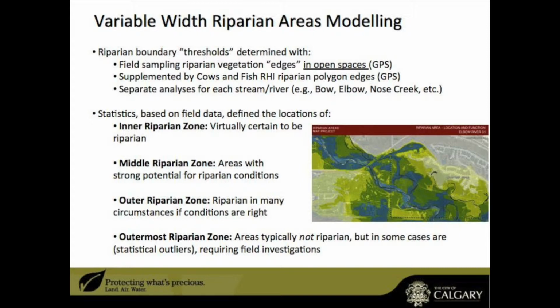The middle riparian zone has areas with very strong potential for riparian conditions. Obviously, there's a lot of variability when you're looking at these things in the field, so it may not always be, but most of the time it is. Outer riparian zone, in many circumstances, they are riparian if the conditions are right, and then we had an outermost riparian zone. These are typically not riparian, but they can be statistical outliers that, in some cases, will be.